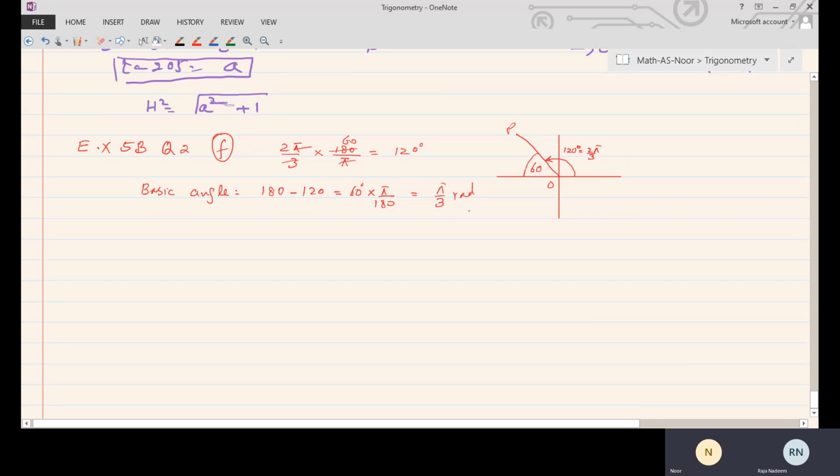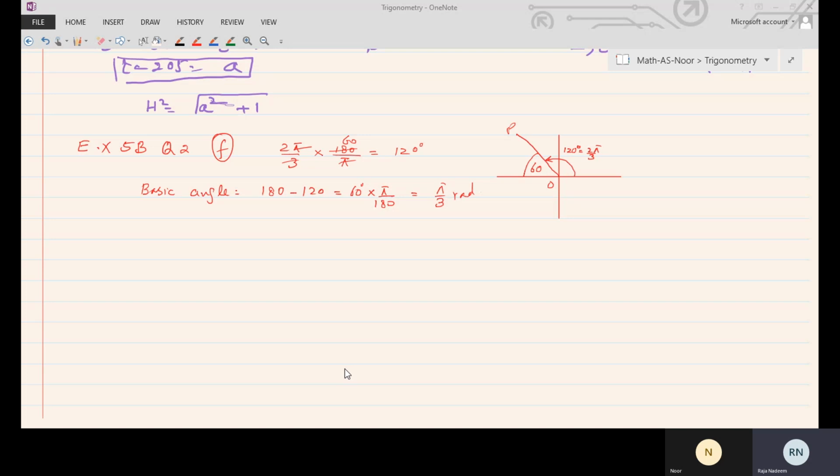Yes, any other part? No, that's it. But I would like to revise question number 1 of 5C. I feel like I'm still having a problem with it.